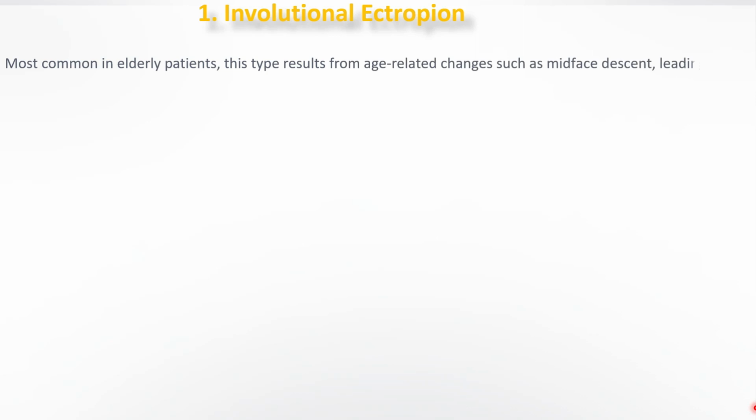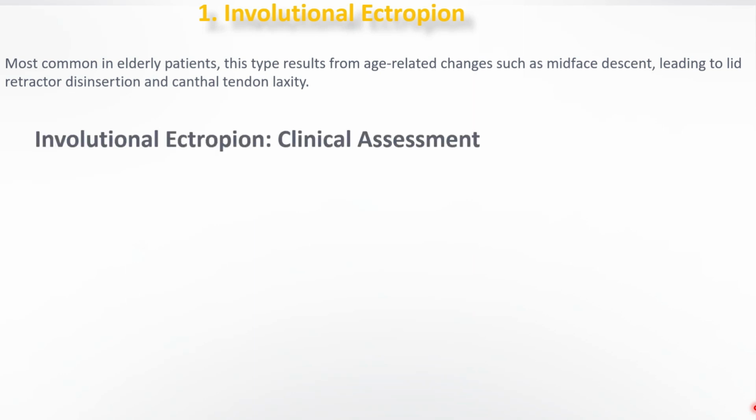What is involutional ectropion? Involutional ectropion affects the lower lid of elderly patients. It results due to age-related changes such as the descent of the midface and is most commonly observed in the lower eyelids. The key features include disinsertion of the lid retractors, laxity of the medial and lateral canthal tendons, and atrophy of the orbicularis fibers. The clinical assessment of lid laxity involves evaluating different aspects.